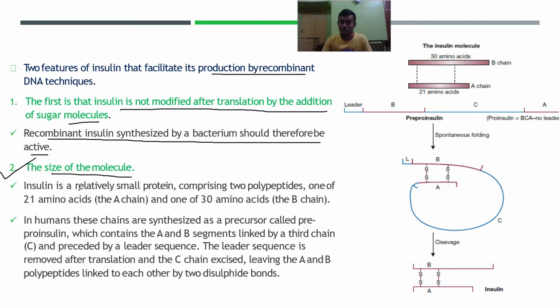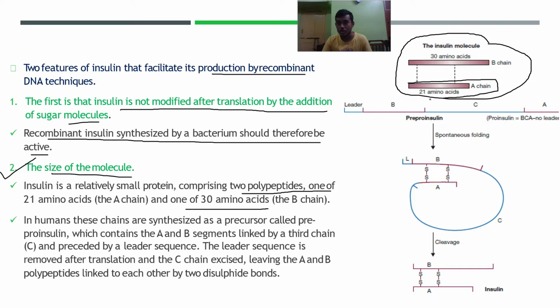So insulin is a relatively small protein comprising only two polypeptides, one of 21 amino acids and the other of 30 amino acids. So you can see this insulin molecule. One is the 21 amino acid chain, which you can also name the A chain, and we have the second chain, the B chain, which consists of 30 amino acids, and both of them are linked by two disulfide bonds or linkages. You can see the disulfide bonds which link the A and the B chain.